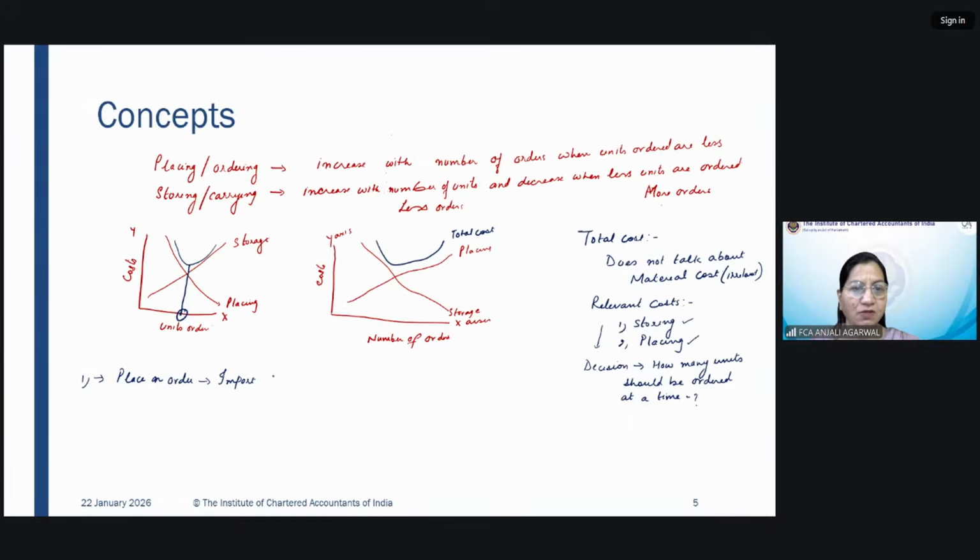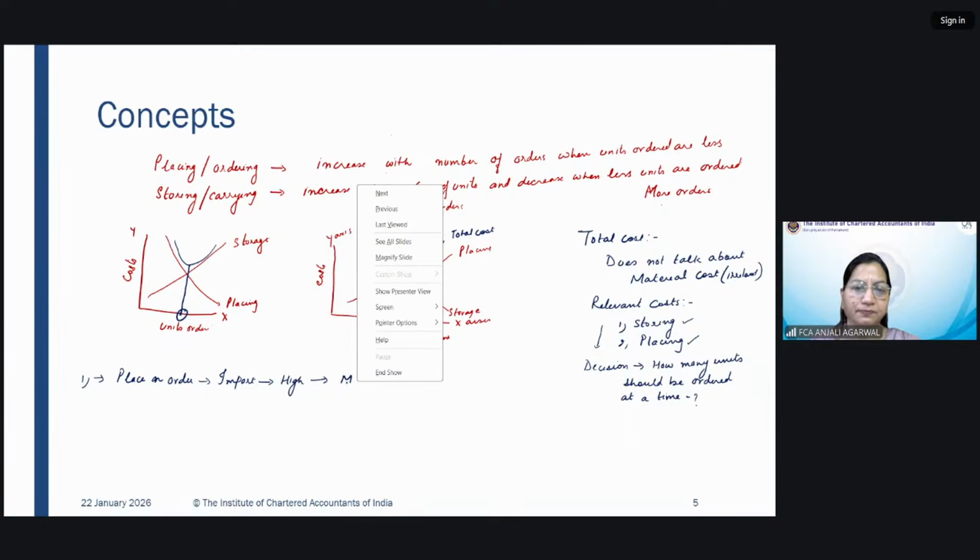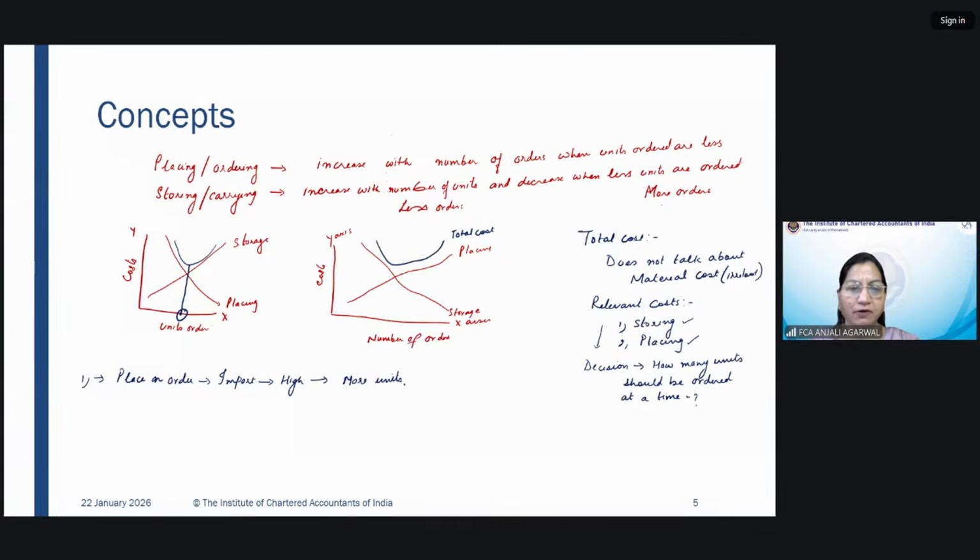So when placing cost per order, let's say in case of imports, is very high, we place orders for more units. So we are ready to hold them, but we are not ready to place an order again and again.